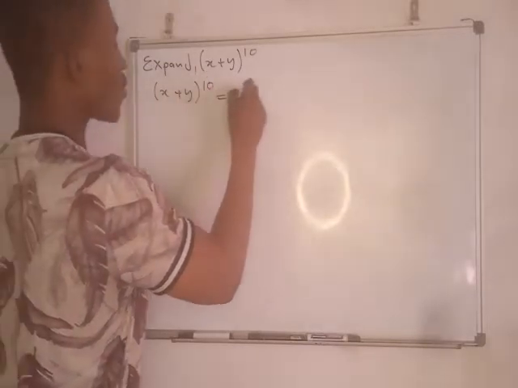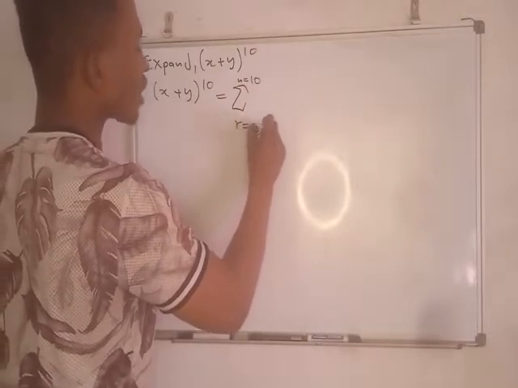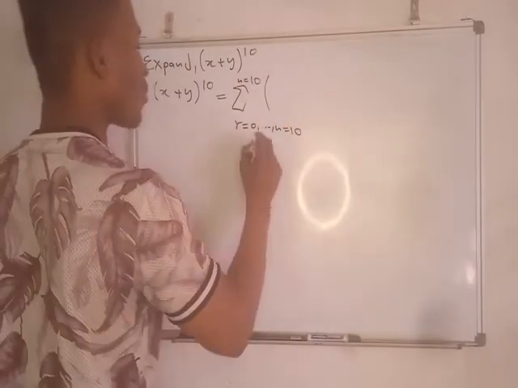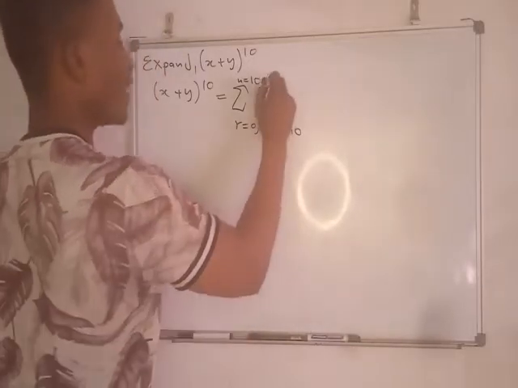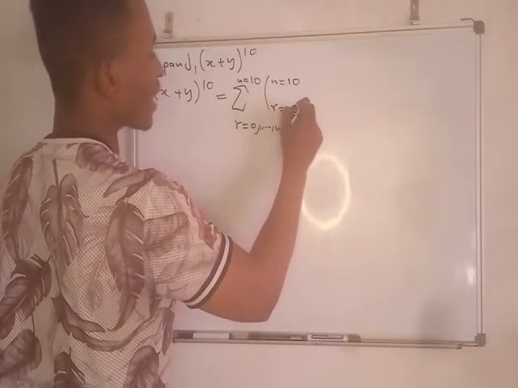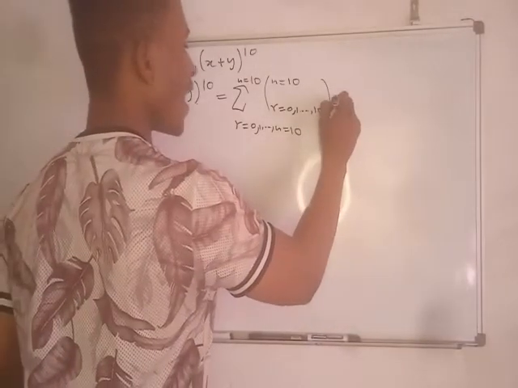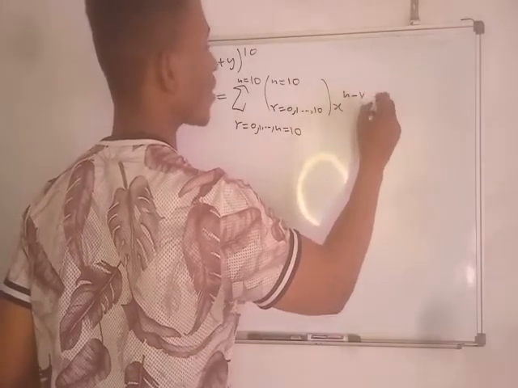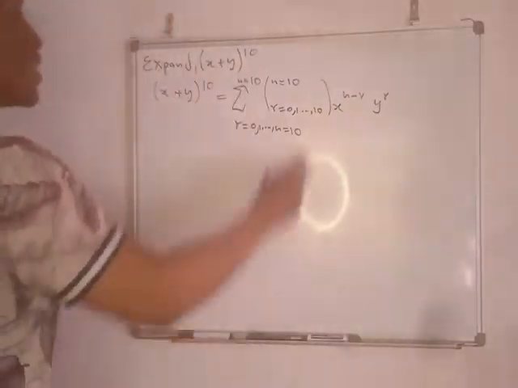to the power 10 equals the summation with n equals 10, where r runs from 0 to n, but my n is 10. So it runs from 0, 1 all the way to 10. My n is 10 and my r is 0, 1 all the way to 10, of n combination r times x to the n minus r, and then y to the exponent r. So this is my binomial theorem.